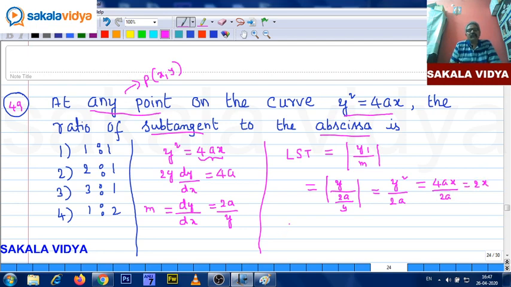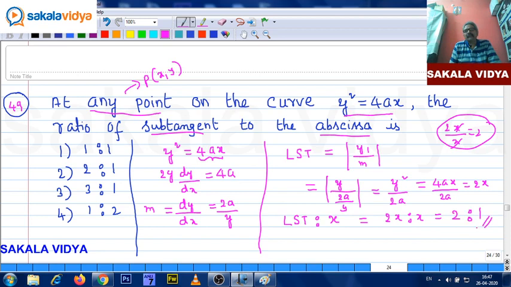Now what we need to find out? The ratio of the length of the subtangent to the abscissa x, that means 2x by x. x cancels, we have 2, that means 2:1. So the second option is the right option.